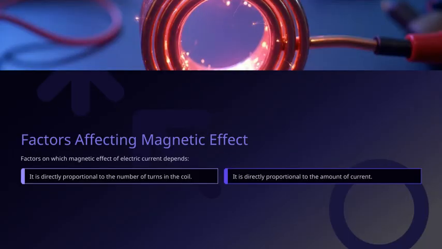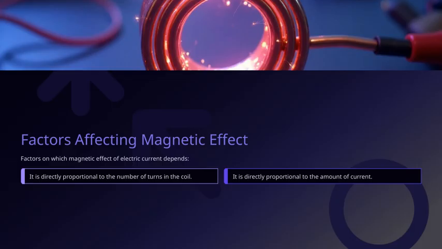Now, let's look at the factors affecting the magnetic effect of an electric current. The first point to remember is that it is directly proportional to the number of turns in the coil. This means that the more turns or loops you have, the stronger the magnetic field will be. Think of it like stacking more layers to increase the magnetic effect. Next, the magnetic effect also depends directly on the amount of current flowing through the coil. So, the higher the current, the greater the magnetic field generated.